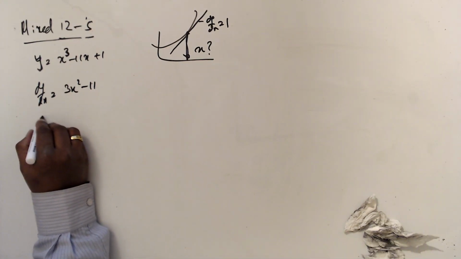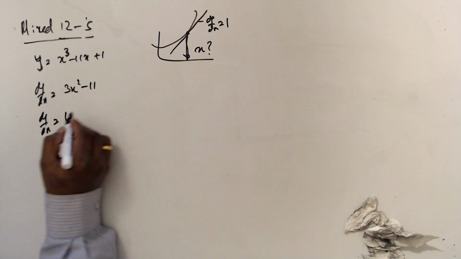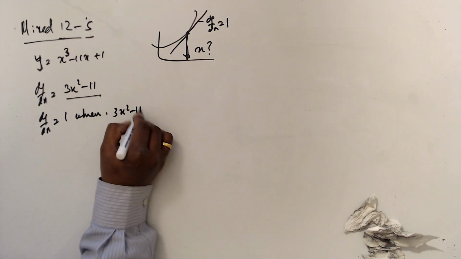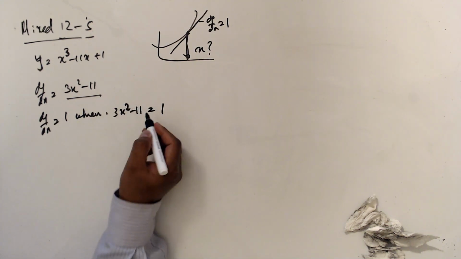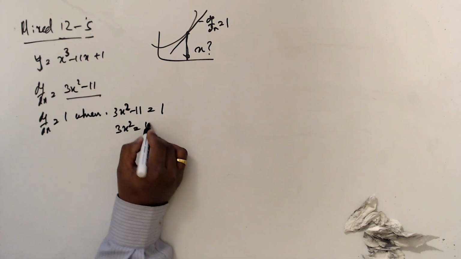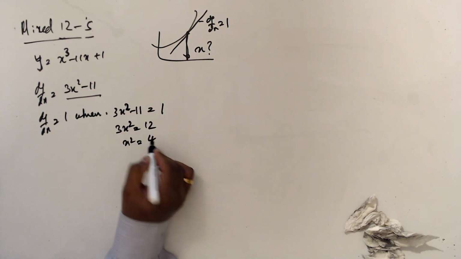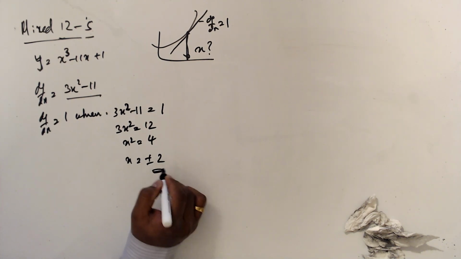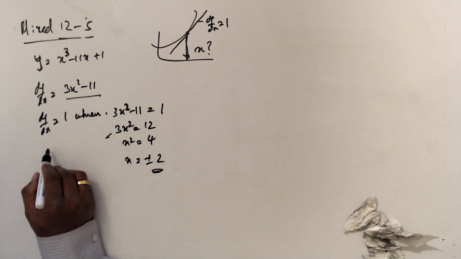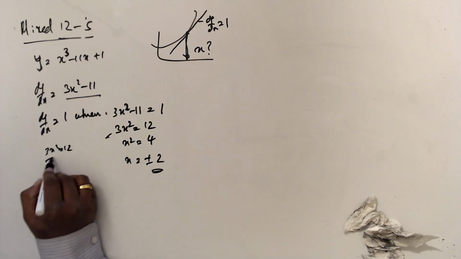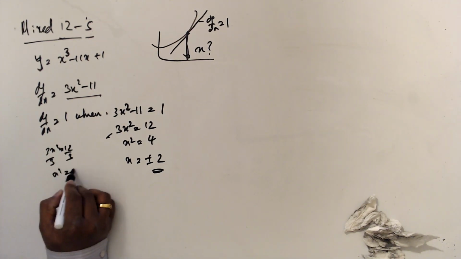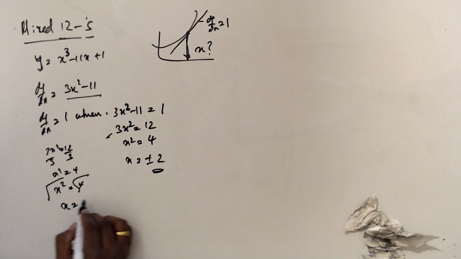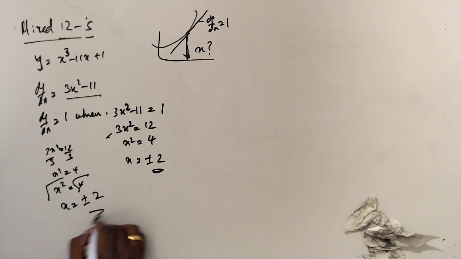So dy over dx equals 1 when 3x square minus 11 equals 1. So 3x square equals 12, x square equals 4, x equals plus or minus 2. Now 3x square equals 12, divide both sides, x square equals 4, then take the square root, so this is plus or minus 2.